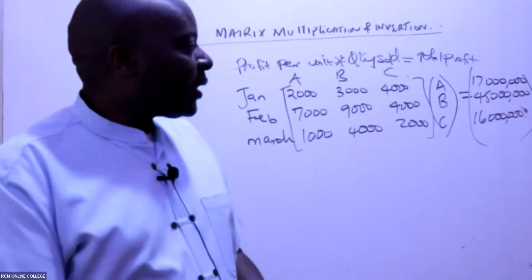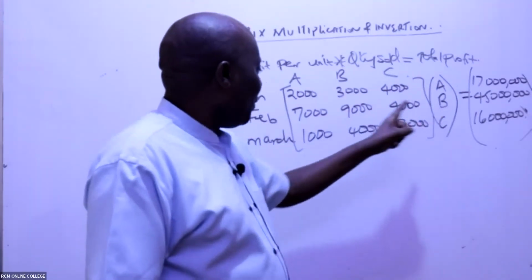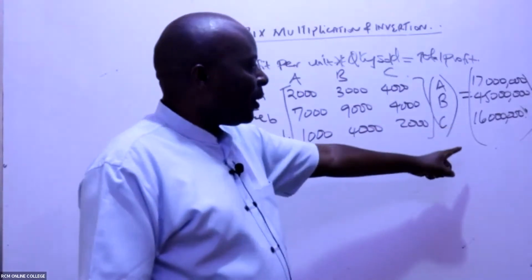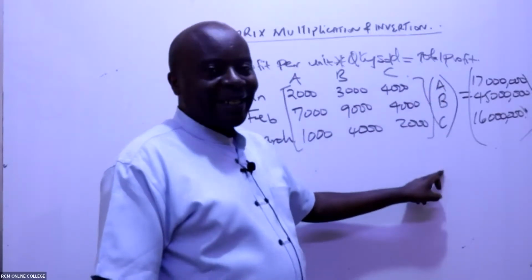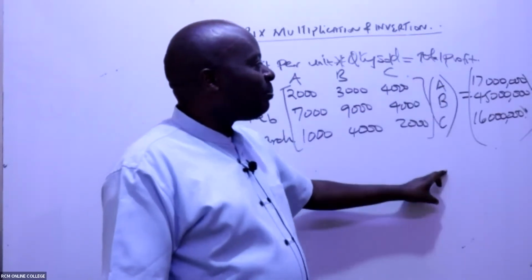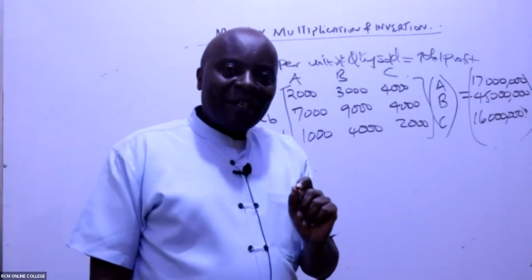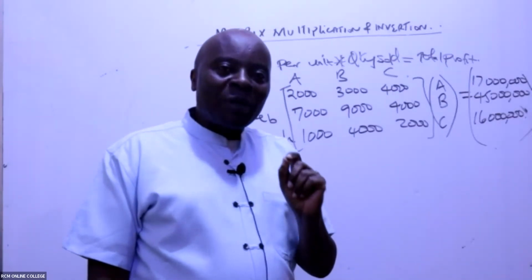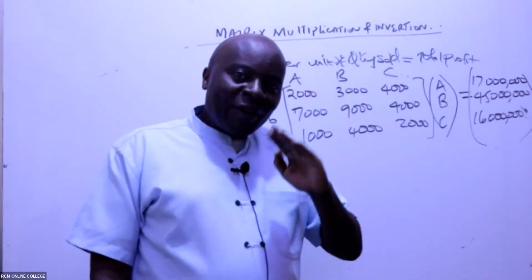So remember, we must write this like January 17 million, February 45 million, March we have 16 million, like that. Why have I written these quantities down in the form of a column? It's because of how matrix multiplication works. What happens with matrix multiplication? We multiply a row with a column. A row with a column.